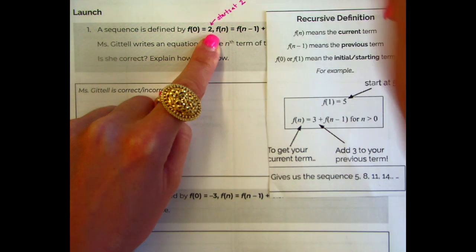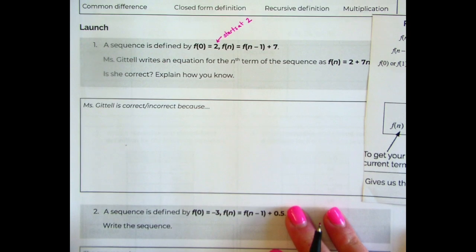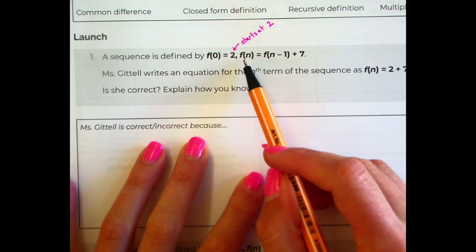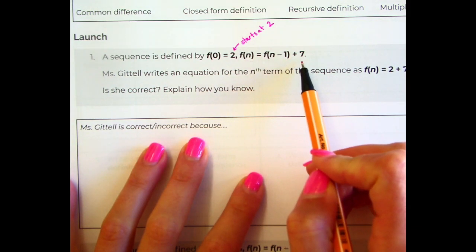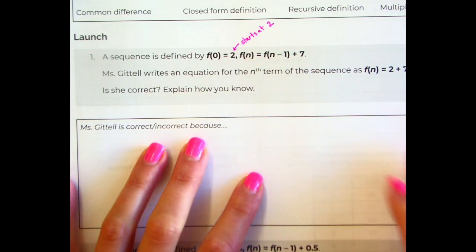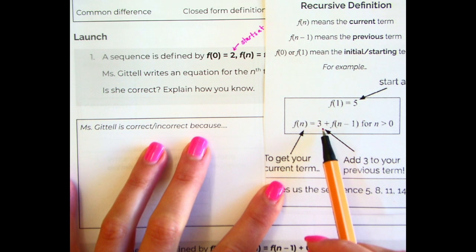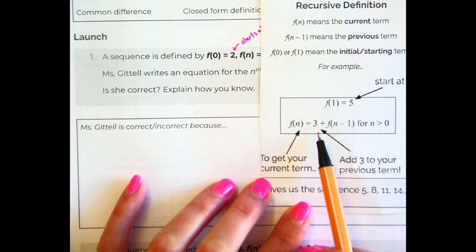Then next I have, let's zoom in, next I have f of n equals f of n minus 1 plus 7. So again, looking back at my cheat sheet, it looks like this plus 7 is my common difference. So I'm going to go ahead and label that.